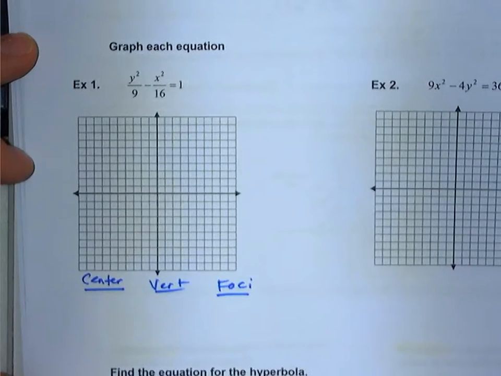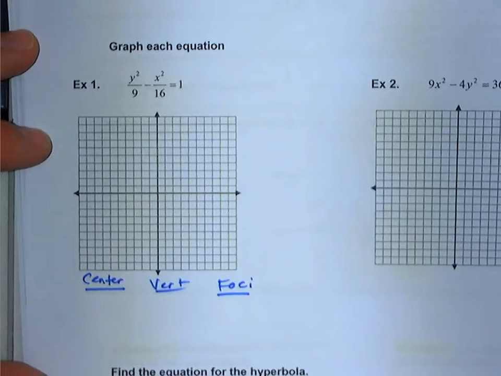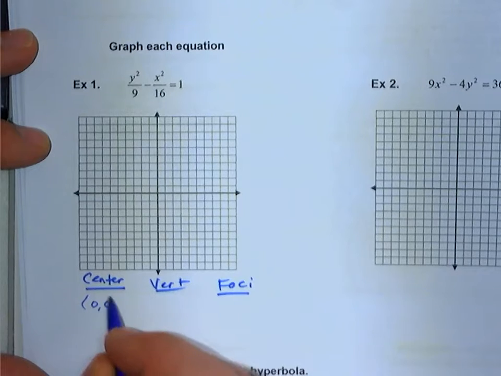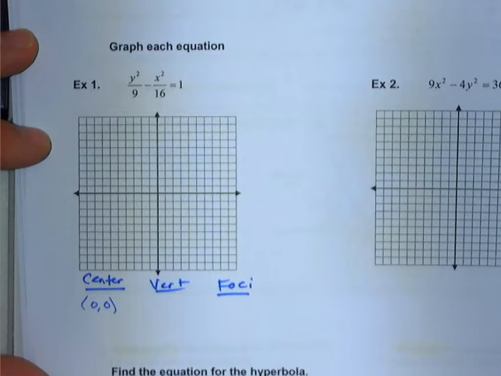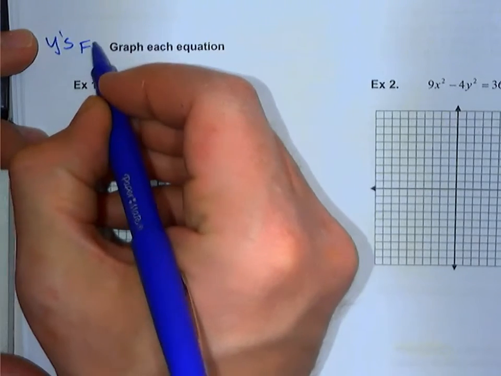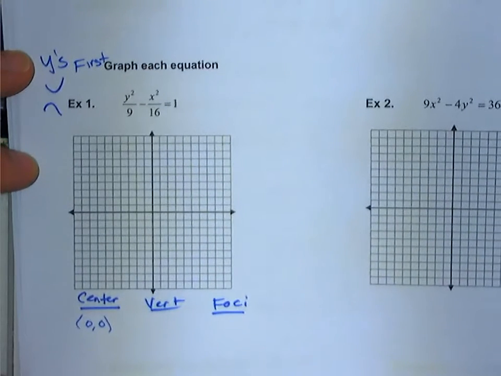There, that's good. All right, center. H and k. H is with x, k is with y. I don't see anything, right? 0, 0. The other thing I want to do is identify which way am I going. Is this thing going side to side or up and down, Nick? Up and down, why? Because of the y first. Yes, sir. Y's are first. So I know this thing's going up and down.